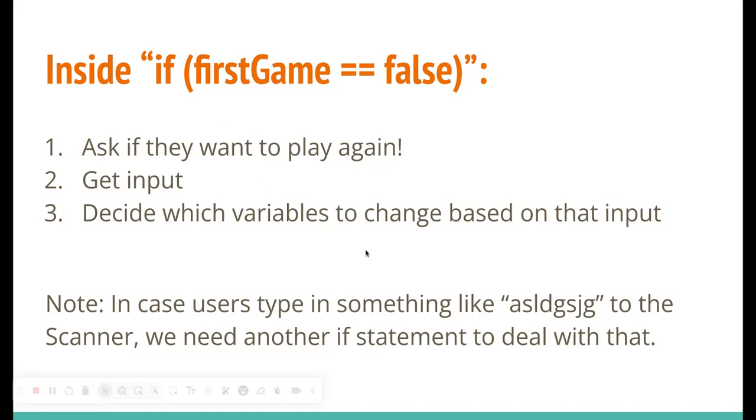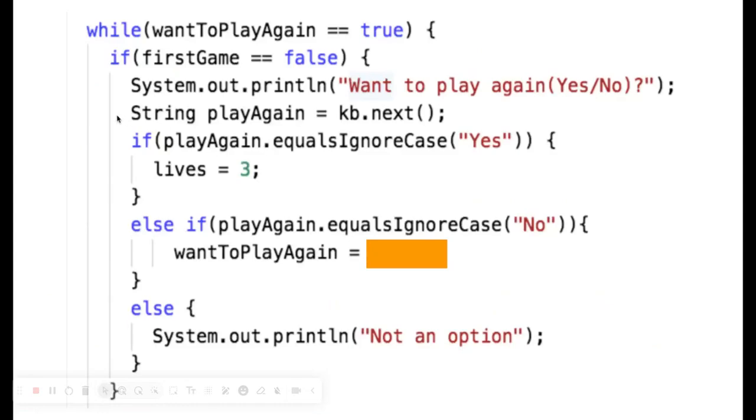Alright, let's go over the solution. So here we have the solution. While want to play again equals true, this is our overall while loop. Then here we have if first game equals false. Then we're going to ask them if they want to play again. And then we're going to get their input. So we're going to say if play again equals ignore case yes, lives equals 3. Else if play again dot equals ignore case no, want to play again equals something. Else print out not an option.